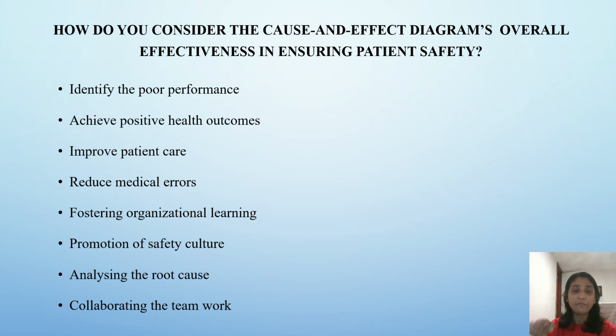So if we do everything perfectly, definitely we can get good outcomes and patient safety. For example, if we do quality improvement projects very well, we can identify poor performance, achieve positive health outcomes, improve patient care, reduce medical errors, foster organizational learning, and promote a safety culture, and also analyze the root cause very easily, and it elaborates teamwork.